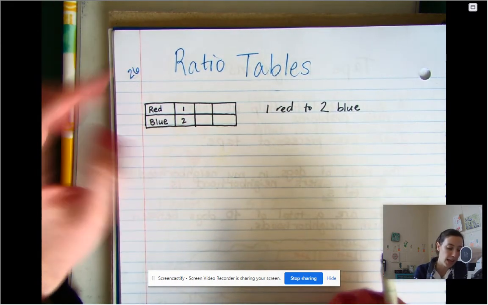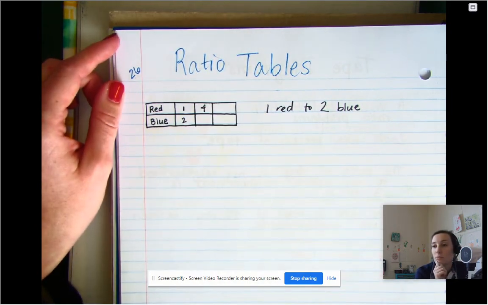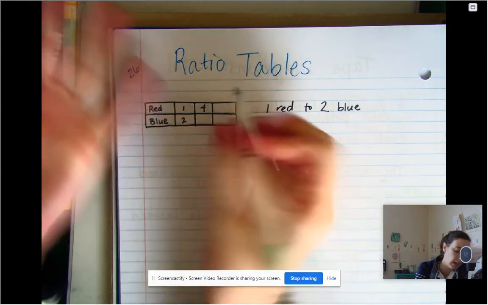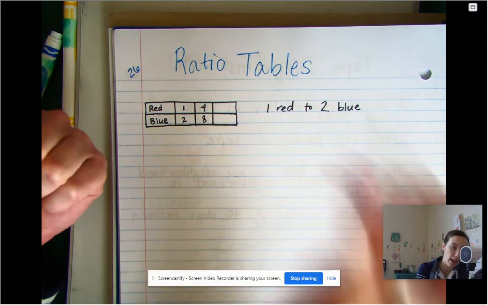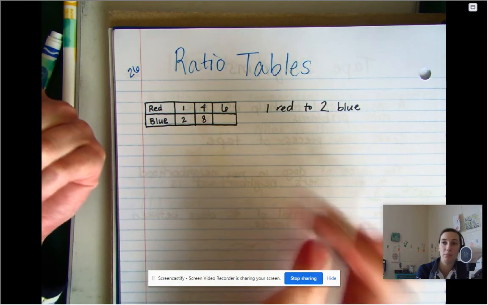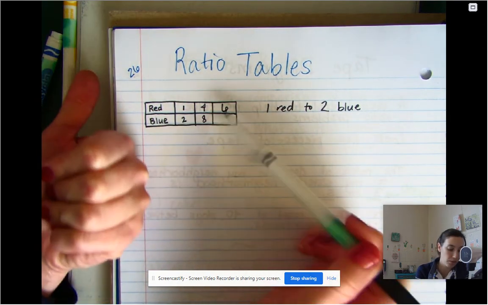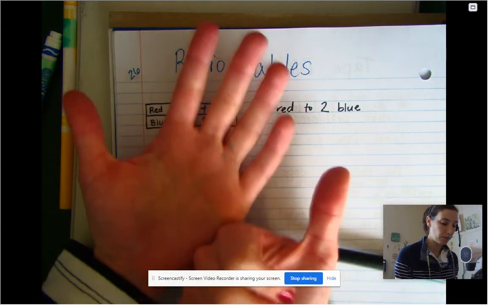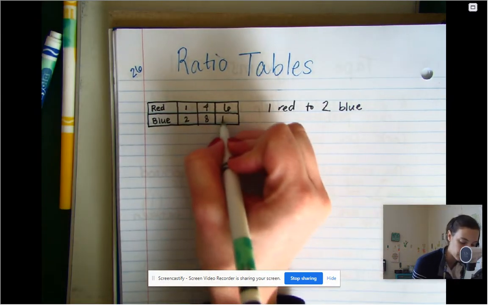So if I had 4 red marbles, and there was 2 blue for every red, that would be 2, 4, 6, 8 blue marbles. And maybe I have 6 red marbles. How many blue marbles would there be? So for each red marble, there's 2 blue marbles. So if I have 6 red marbles, that'd be 2, 4, 6, 8, 10, 12 blue marbles.